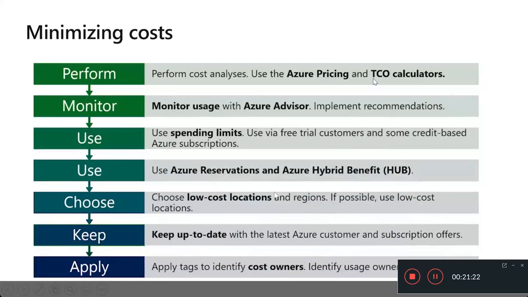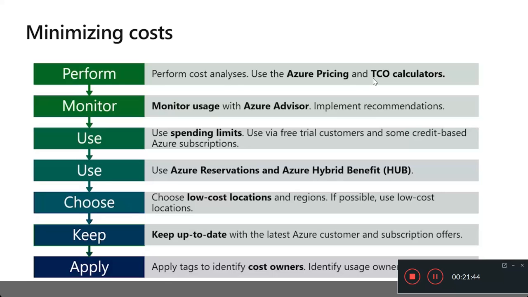So how do you minimize costs? What are some best practices? Use the calculators, use the pricing tools, monitor your usage, Azure Monitor, use Advisor. Advisor might come up with cost-saving tips. You can set spending limits inside of Azure. Now, the spending limits you set here are soft limits. In other words, when somebody goes over their spend limit, it's going to give them warnings. It doesn't turn them off.